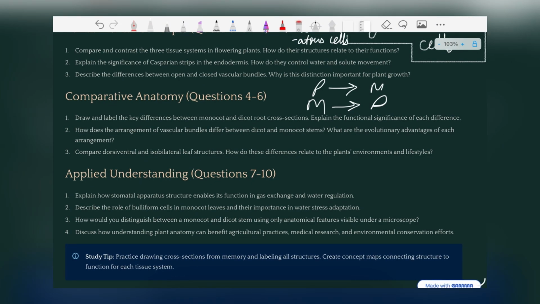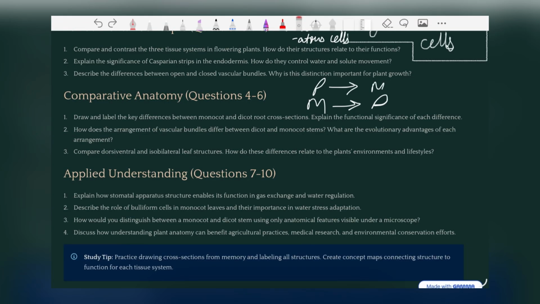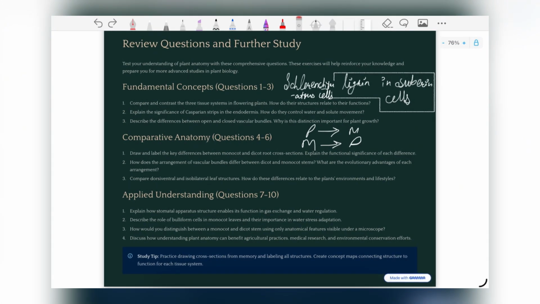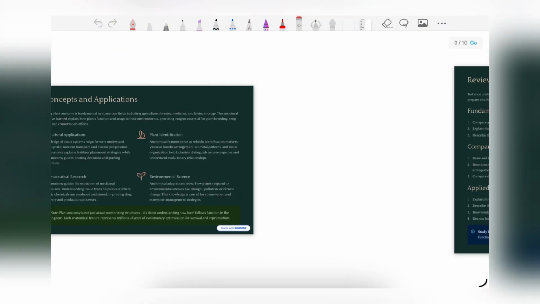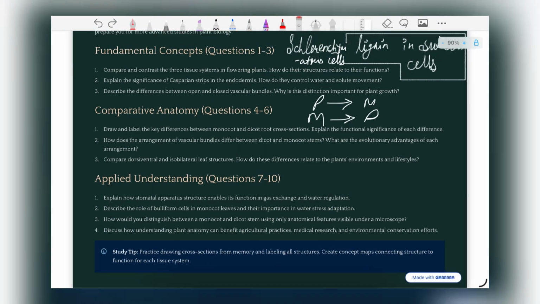How does the arrangement of vascular bundles differ between dicot and monocot stems? As I know, it is the other question. So like this only you can complete all the 10 questions through the slides before I have studied with you.